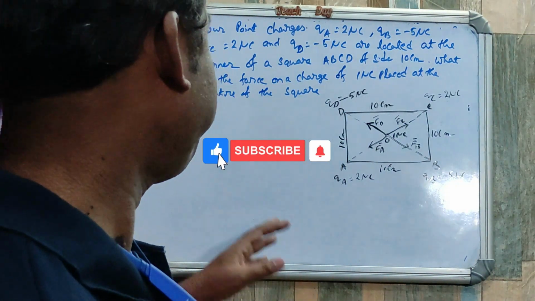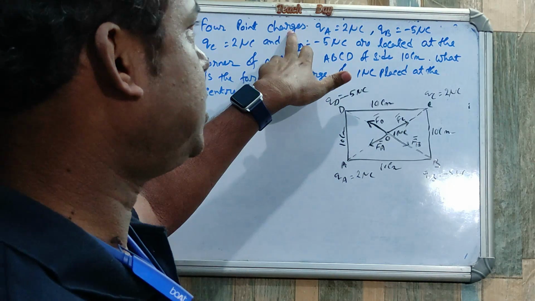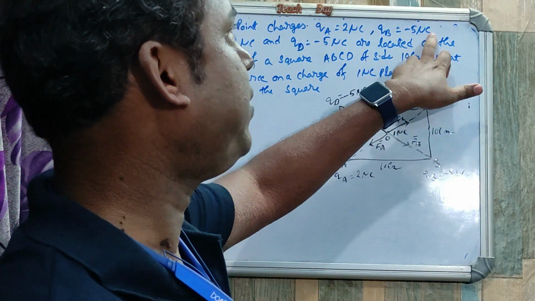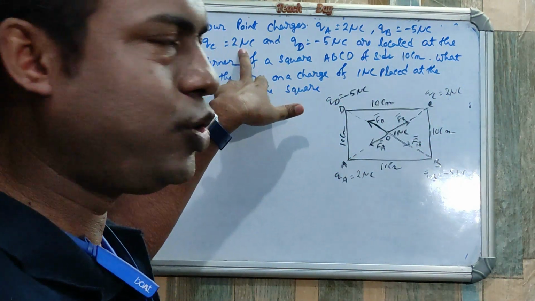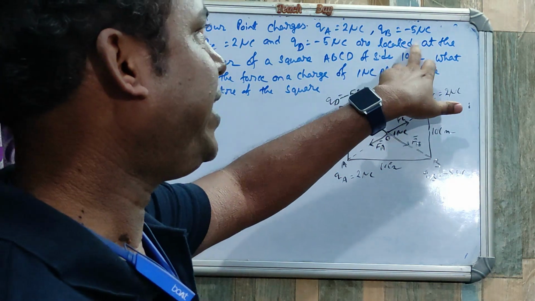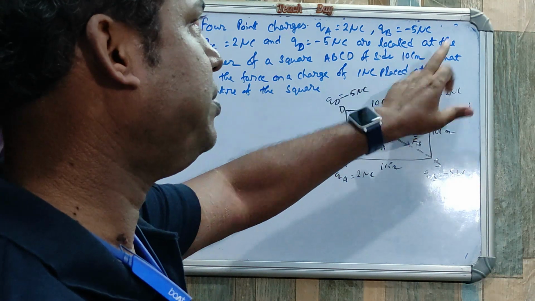So we come back again. So this is problem 1.6. Four point charges, QA 2 microcoulomb, QB minus 5 microcoulomb, QC 2 microcoulomb, and QD minus 5 microcoulomb are located at the corners of a square ABCD of side 10 centimeter.